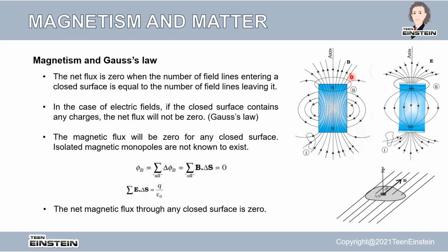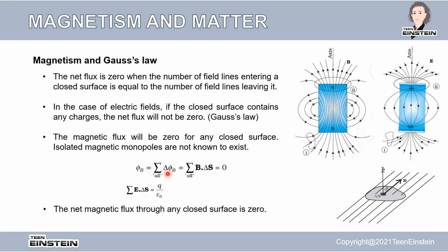This is very different compared to the electric field line case, because in electric field lines the flux need not always be 0, but in the case of magnetic field the flux is always 0. So the magnetic flux will be 0 for any closed surface. Isolated magnetic monopoles are not known to exist. So phi B is nothing but the magnetic flux.